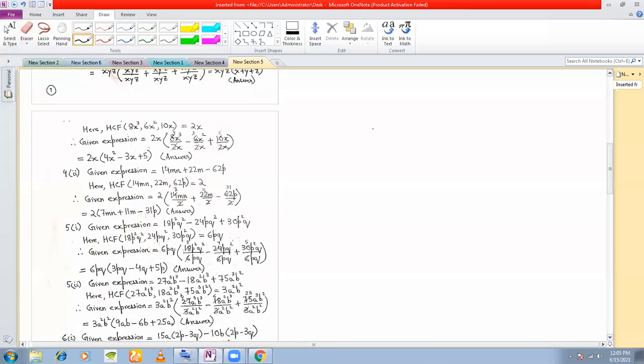The next one here is 8x cube minus 6x square plus 10x. Okay, this is also an easy one. It contains three terms. We take out the HCF. First of all, find the HCF. What is the HCF of these three terms?